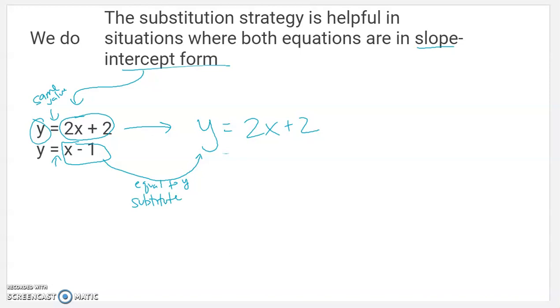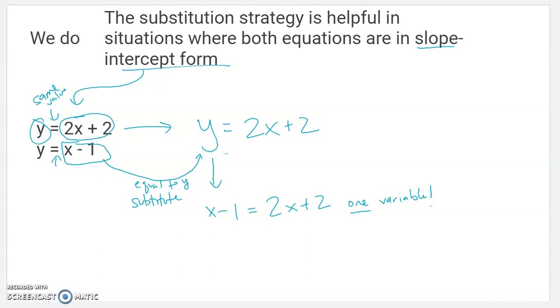So literally what we do is we're going to take this x minus 1 and say x minus 1 is the same as y. That's what my equation here says. So I'm going to replace it or substitute this other thing that's equal to y in for it. Now I've got an equation that only has one variable. And when I've only got one variable, I can figure it out.